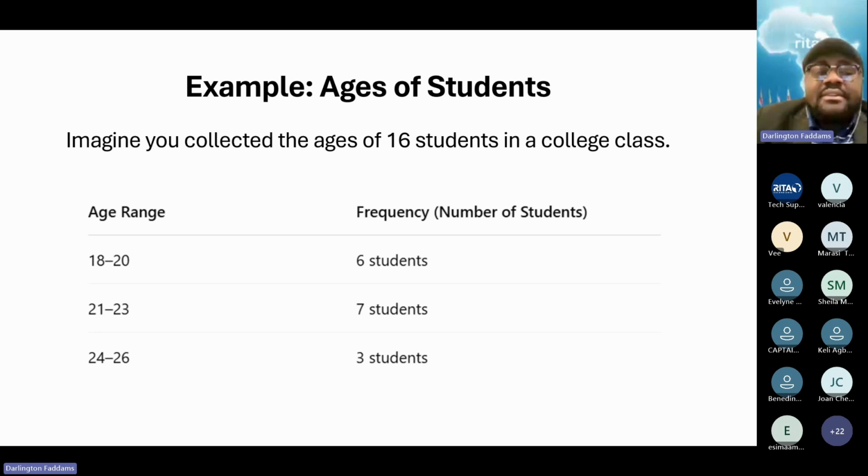We have 7. 24 to 26, we have 3. If you put all of them together, you can see that the frequency totals the total number of students. And how many students are we talking about? If you remember what we started with, please put it in the chat. How many students are we talking about? And there are 16 students.